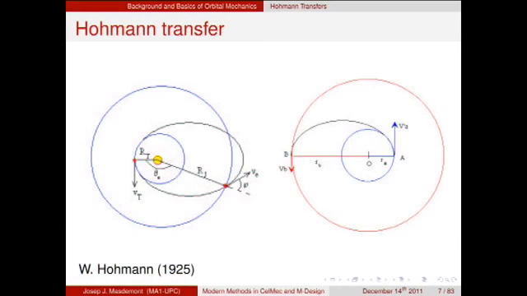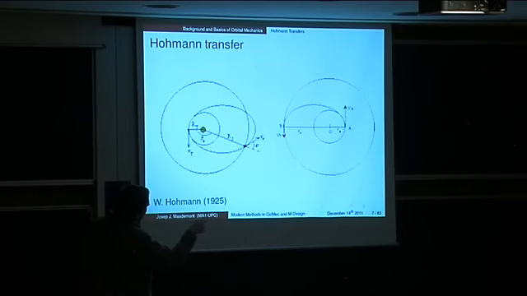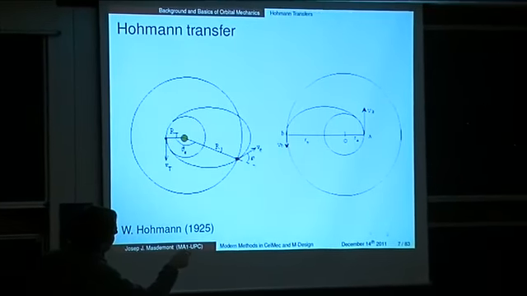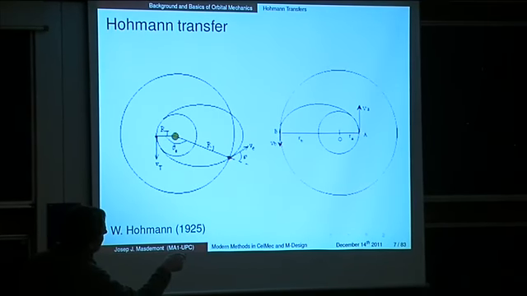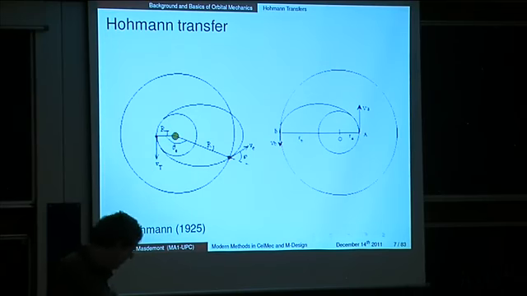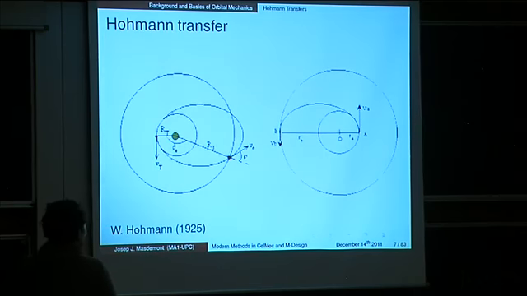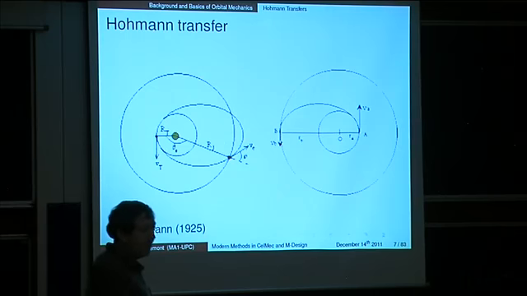Walter Hohmann found that an optimal way to do this is by connecting these two orbits by an ellipse whose perigee and apogee are tangent to the inner and outer orbits. So this is simple, and this is essentially what space agencies do when they want to transfer satellites from inner orbits to outer orbits about the Earth.